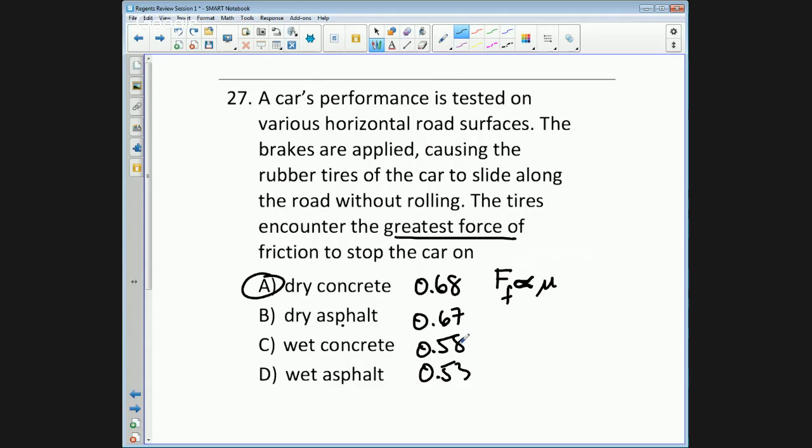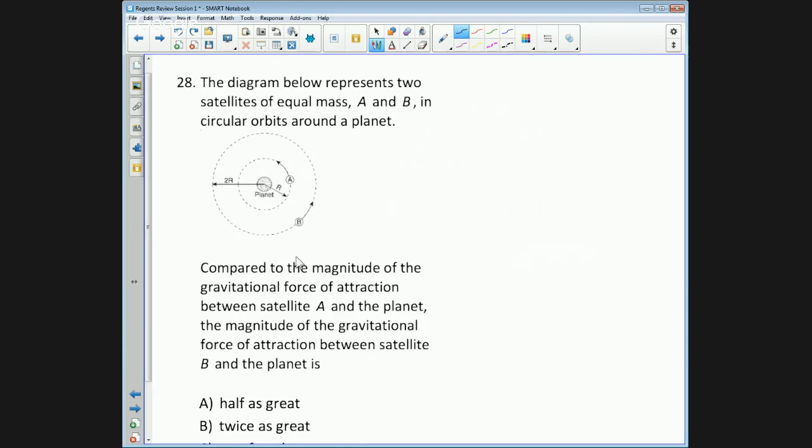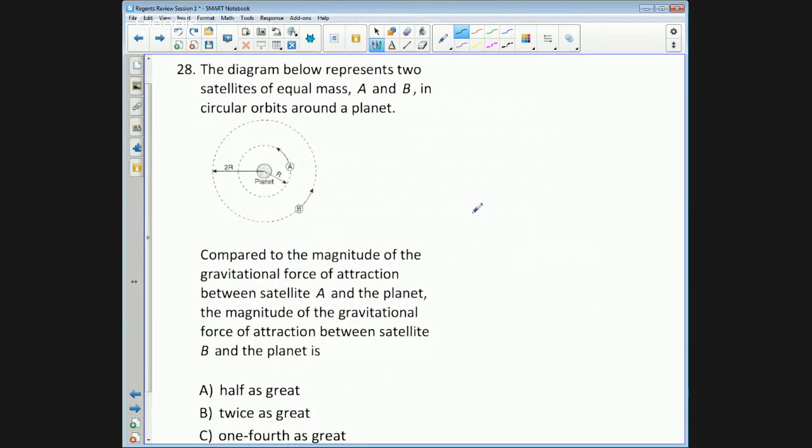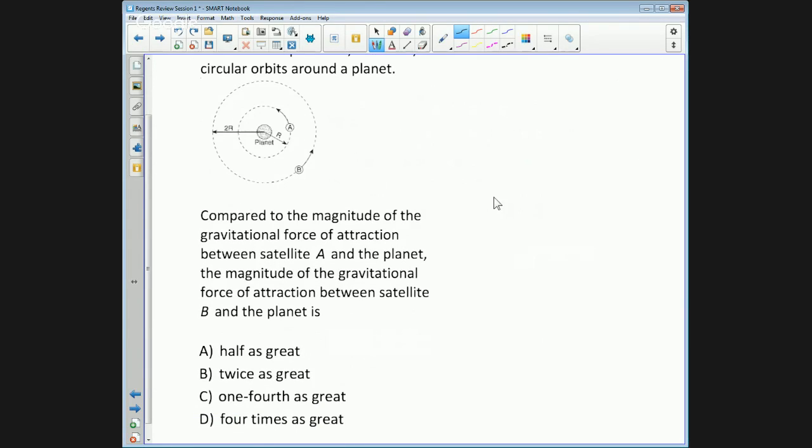Okay, so we need to use our kinetic coefficient values because the object is in motion, and it's required to stop the car. That's kinetic friction. The choice is A. Okay, for number 28, the diagram below represents two satellites of equal mass A and B in circular orbits around a planet. Compared to the magnitude of the gravitational force of attraction between satellite A and the planet, the magnitude of the gravitational force of attraction between satellite B and the planet is blank.